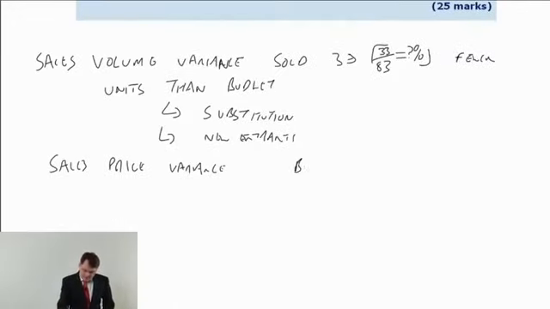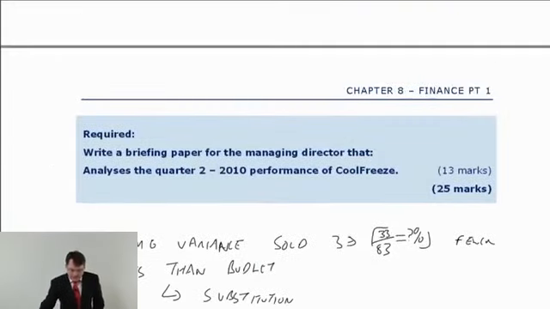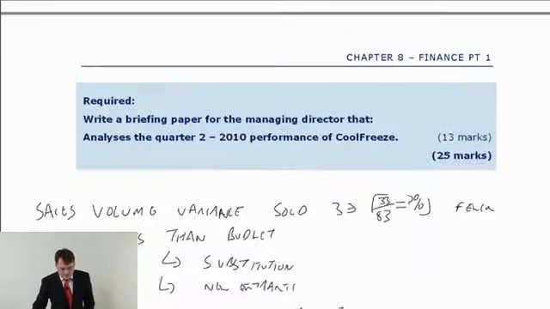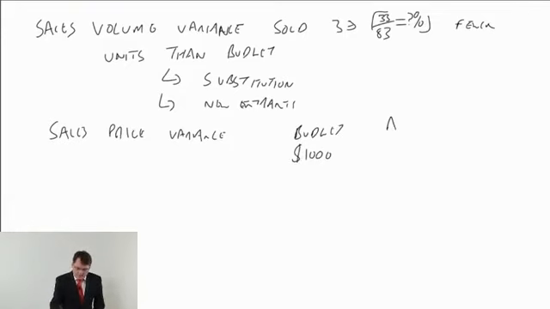In the budget, I think it's fairly obvious, it turns out to be $1,000 per unit. $83,000 of revenue for 83 units is $1,000 each. Actual figures, $45,000 of revenue, 500 units, so that's, I'll get it right in a minute, there we go, $900. So the actual price that they charge is $900.